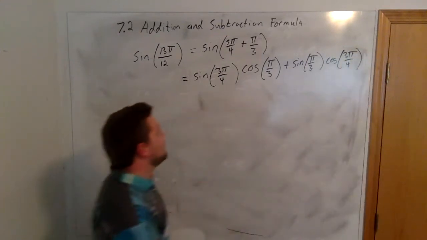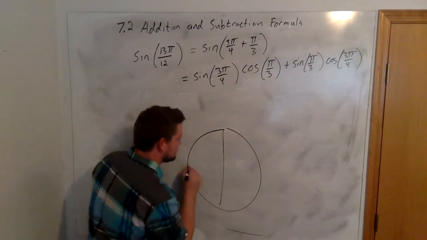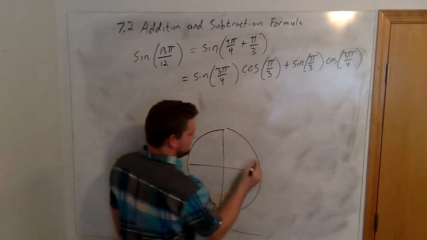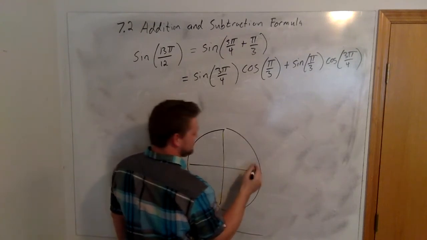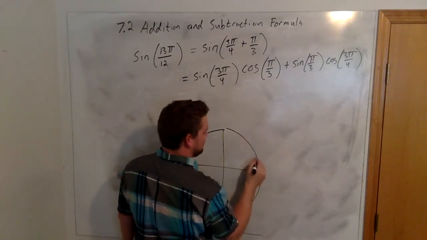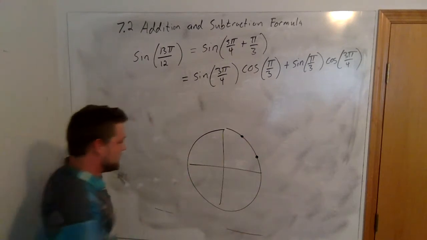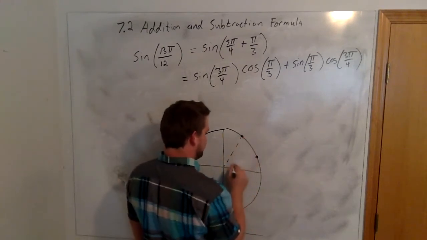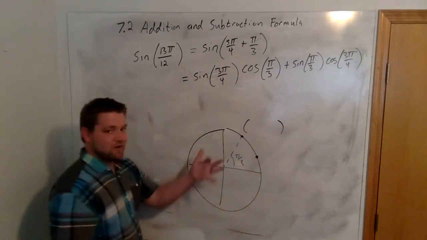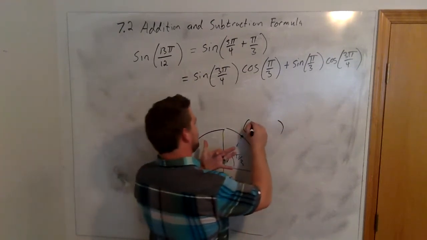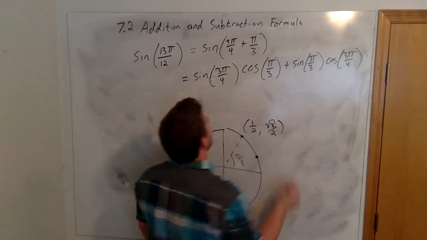So then, sine of 3 pi over 4 times cosine of pi over 3, plus sine of pi over 3 times cosine of 3 pi over 4. Okay, so let's think where we are on the unit circle. We're at pi over 3, which is two increments of pi over 6, so 1, 2. That's 2 pi over 6. Here's pi over 3. What's that? Cosine is 1/2 and sine is root 3 over 2.